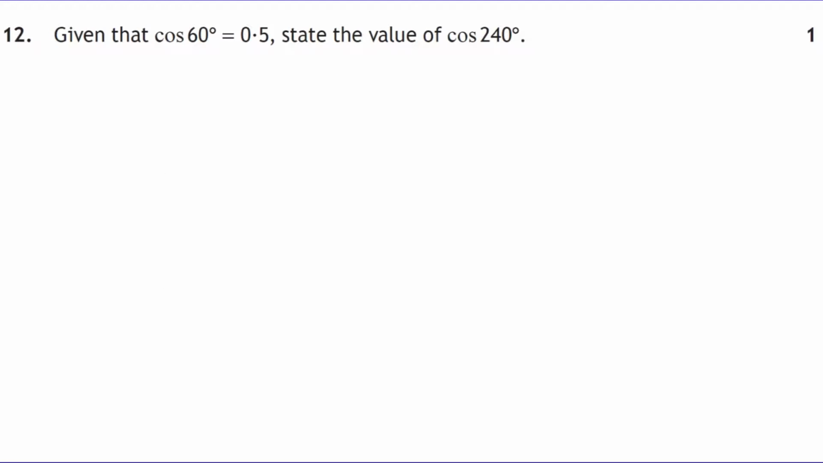Okay, given the cos of 60 equals 0.5, state the value of cos of 240. It's one of those questions that always trips people up. Now, it is only worth 1 mark, but if we think about our cos graph, so if we take a quick sketch, that's a horrible line. Let's try that again. Let's just use the straight line tool. There we go, that's a bit better. Of what a cos graph would look like.